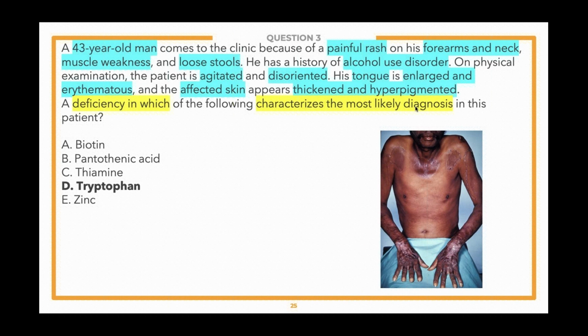Pantothenic acid deficiency can also cause issues with dermatitis, but you wouldn't really have some of the other things that we do have, like the photoexposed rash. Lastly, answer choice A, biotin deficiency, can also cause dermatitis or rash, but it would also cause alopecia. You probably also wouldn't have mental status changes like we do here. And again, the history of alcohol use points towards a different diagnosis. So the best answer choice here is D, like you selected.